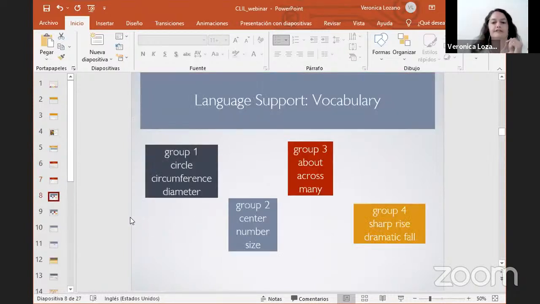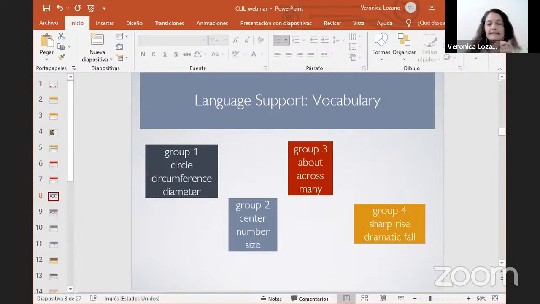Good. So let's continue. One of the first ideas to support language learning under a CLIL approach is looking at vocabulary and helping learners be more aware of the types of vocabulary that they can find. For example, you have 4 different groups of words here. Group 1, circle, circumference, and diameter. Group 2, center, number, size. Group 3, about, across, and many. And group 4, sharp rise, dramatic fall.